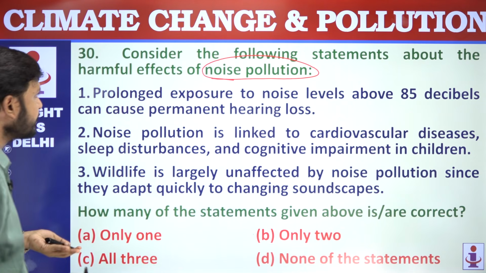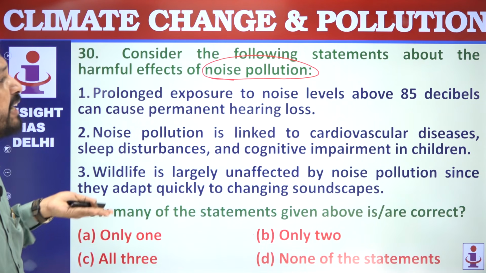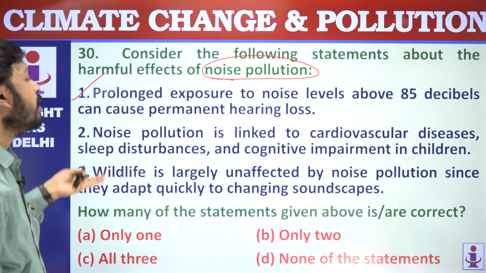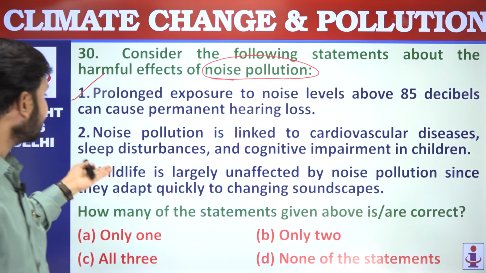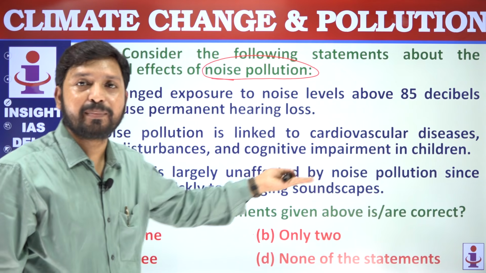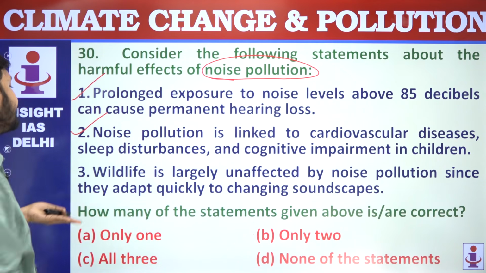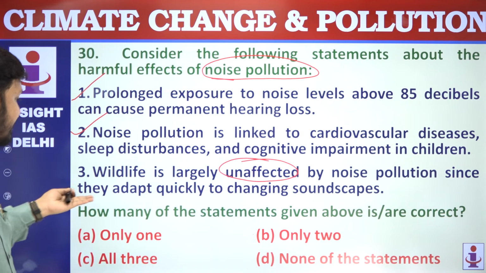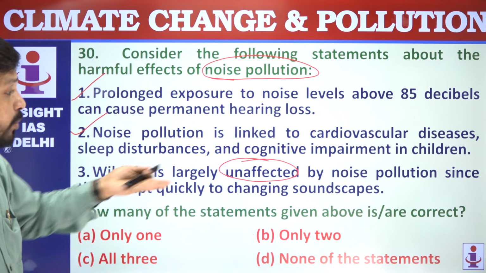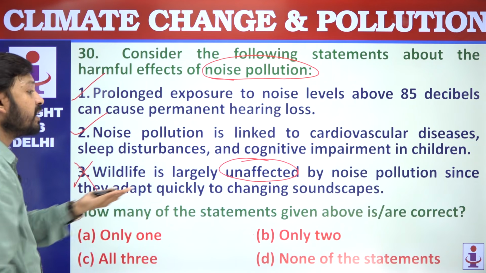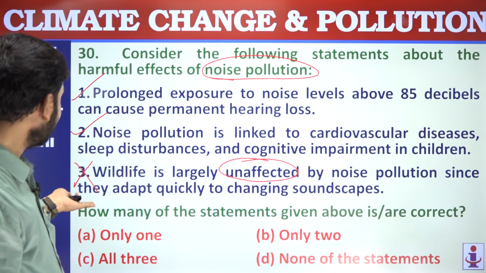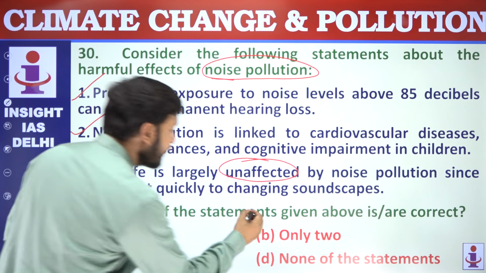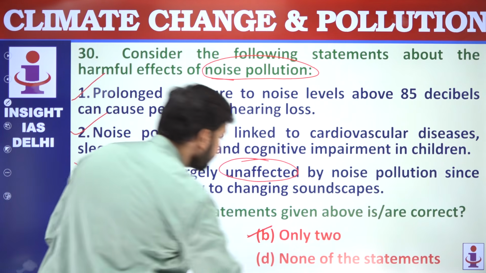So let's read the statements. Prolonged exposure to noise levels above 85 decibels can cause permanent hearing loss. Yes, this is the right statement. Noise pollution is linked to cardiovascular diseases, sleep disturbances and cognitive impairment in children. Yes, this is also the right statement. Wildlife is largely unaffected by noise pollution since they adapt quickly to changing soundscapes. No, this is wrong because they are also getting affected, okay. So let's see how many of the statements given above are correct. Only 2 statements are correct, so 2 is there in our option B.